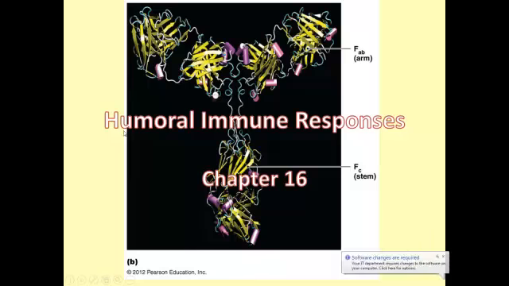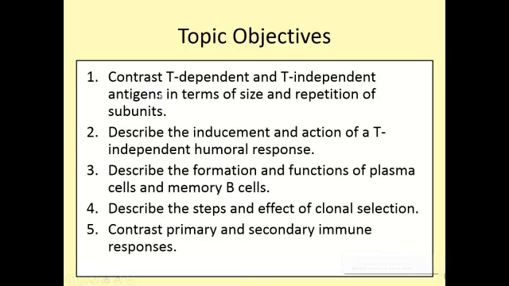Chapter 16, Humoral Immune Responses. The learning objectives for this topic are: contrast T-dependent and T-independent antigens in terms of size and repetition of subunits.